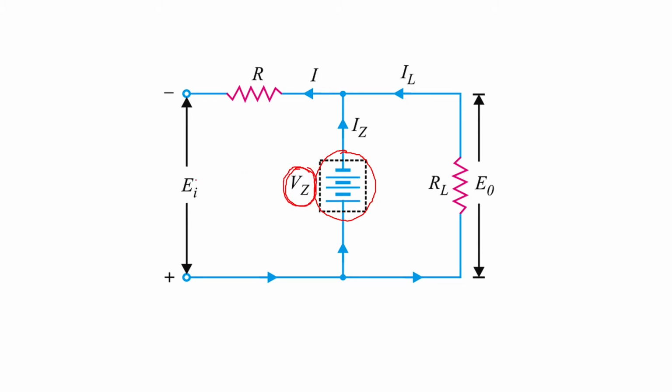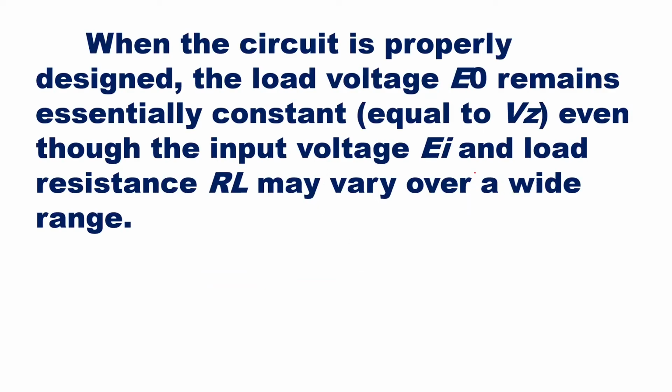Okay, and this is the applied voltage and this is the output voltage. So here, when the circuit is properly designed, the load voltage E naught, that is the output voltage, remains essentially constant, that is equal to VZ, the Zener voltage, even though the input voltage EI and load resistance RL may vary over a wide range.